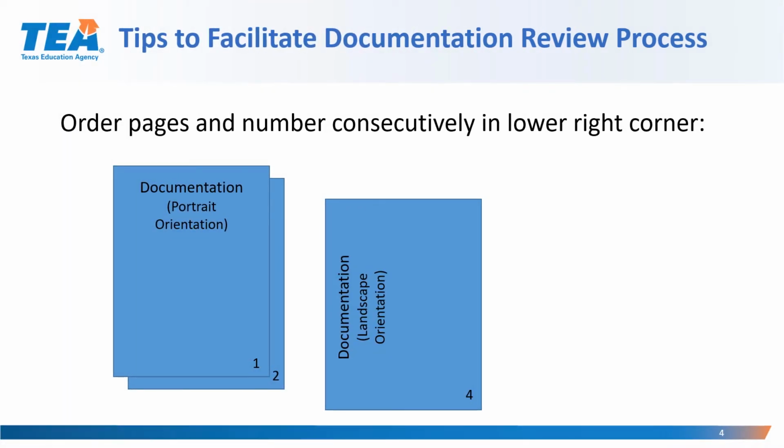Some tips to facilitate the documentation review process include ordering pages and numbering consecutively in the lower right-hand corner. It doesn't matter which orientation you use for your documentation. However, as in this example, you can see that the pages are not consecutively ordered correctly. We have 1, 2, and then 4. So you would want to make sure that your pages are ordered and numbered consecutively in the bottom right corner as shown in this example.